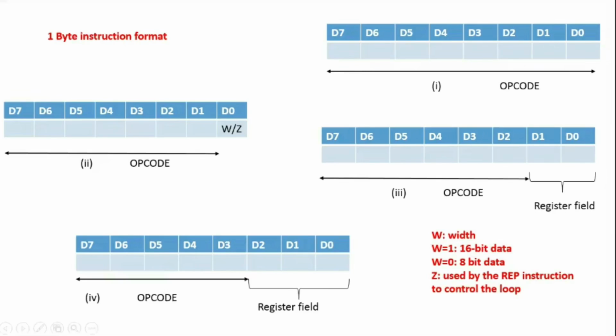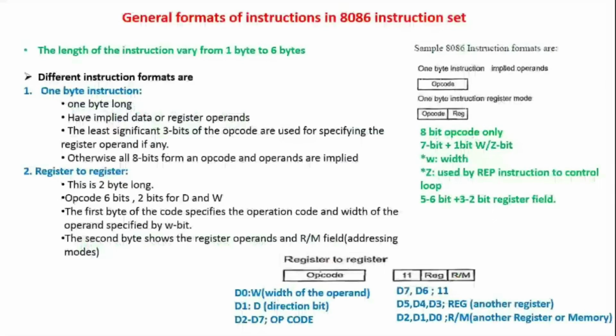Similarly, if the register field is 2 bits, I'm going to address the segment register. If the register field is 3 bits, I'm going to address the other registers like AL, CL, DL, that is, the AX, BX, CX, and DX registers, and even SP, BP, SI, and DI as well. The second type of instruction format we are going to discuss is register to register. It is a 2 byte long instruction.